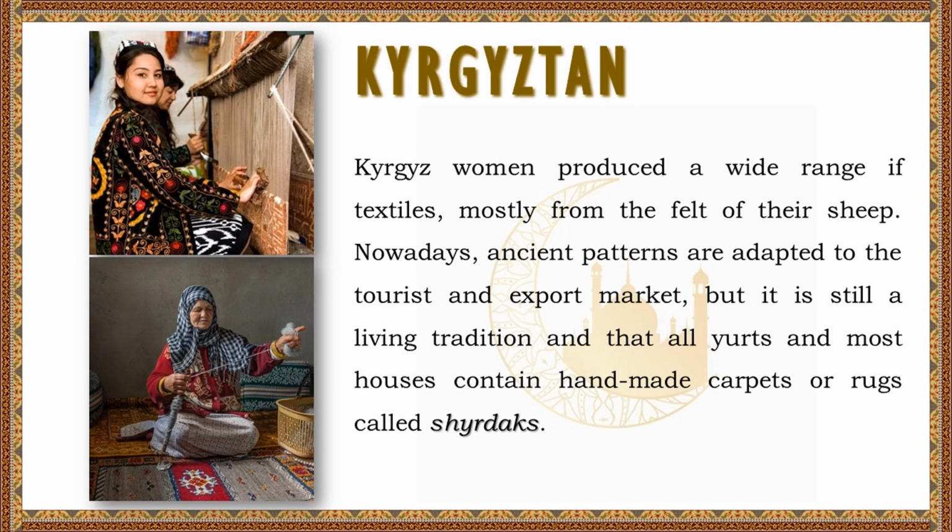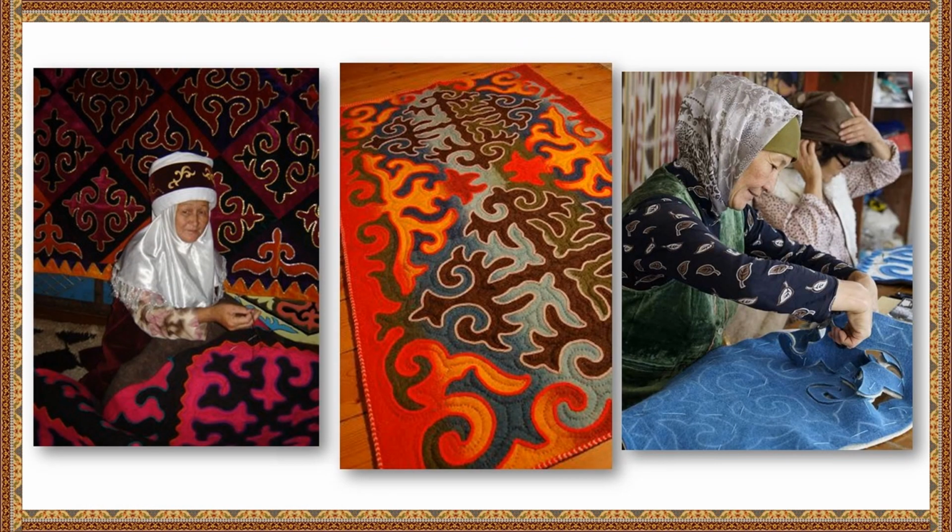Kyrgyzstan. The Kyrgyz women are known for creating a wide range of textiles from the felt they get from their sheep. Their ancient patterns are still used until today for tourists and the export market. The shirdaks are handmade carpets and rugs they use in their homes and are a living tradition of the yurts. Here are examples of their carpets.